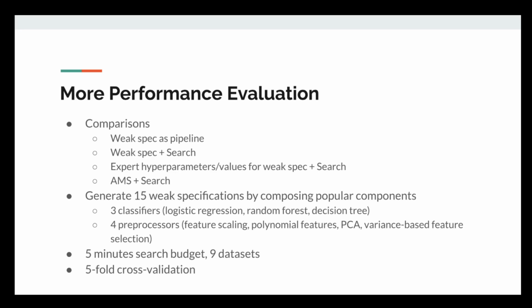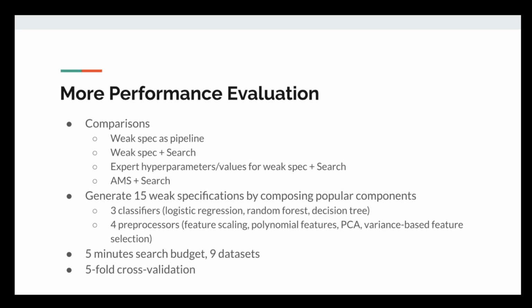Next, we carried out additional performance evaluation, considering other choices users might have to produce spec-adherent pipelines. So in this case, the comparisons are amongst the following systems. First, we use the weak specification as a pipeline directly. Next, we can use the weak specification as defining a search space and layer search on top of that. Next, we could take the weak specification, and then for each API component, we can identify the hyperparameters and a set of values defined by experts that are worth tuning, and we can layer search on top of this. And then finally, we can use the AMS-produced search space and then search within this space.